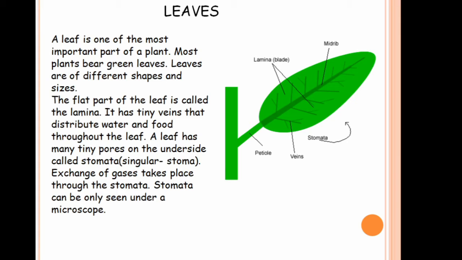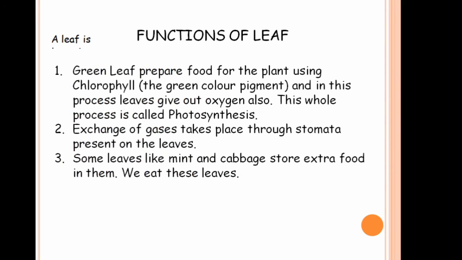Leaves. A leaf is one of the most important parts of a plant. Most plants bear green leaves. Leaves are of different shapes and sizes. The flat part of the leaf is called the lamina. It has tiny veins that distribute water and food throughout the leaf. A leaf has many tiny pores on the other side called stomata. Singular stoma. Exchange of gases takes place through the stomata. Stomata can be only seen under a microscope.